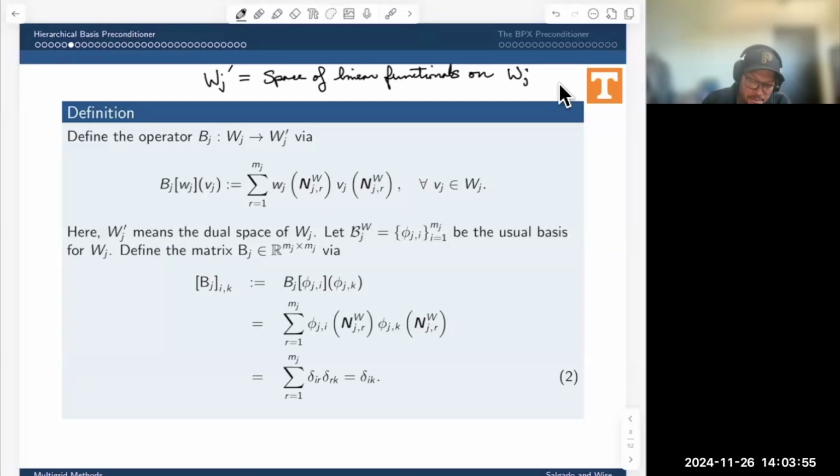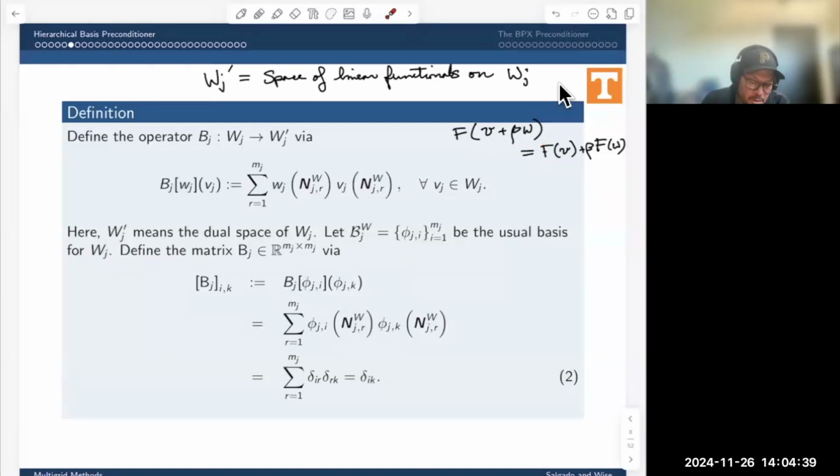A linear functional is something that if you give me two functions from WJ, let's call them v and w, I can add them together inside of this operator f, which is linear, and the result is f of v plus beta f of w, for all w and v that are in the space VJ or WJ, and any scalar beta. So this is what it means to be a linear functional.